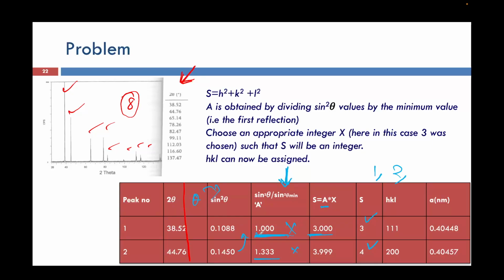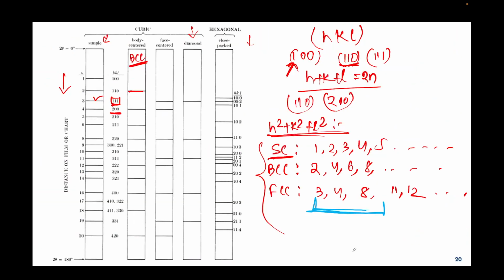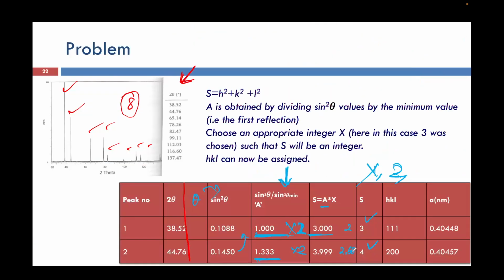When I multiply 1 with 1, I get 1. 1 means the first reflection of the simple cubic. But when I multiply 1 with 1.33, I am not getting an integer, so 1 is out. Now let's try 2. When I multiply the column by 2, I get 2, and for 1.33 I get 2.66. Was 2.66 present among the h square plus k square plus l square values? No. So 2 is also not an option.